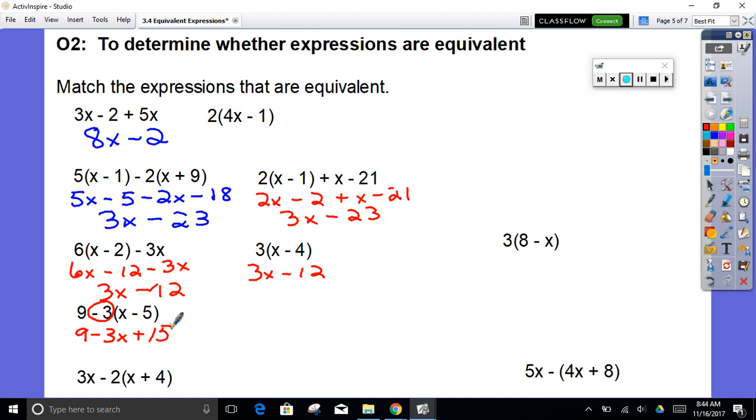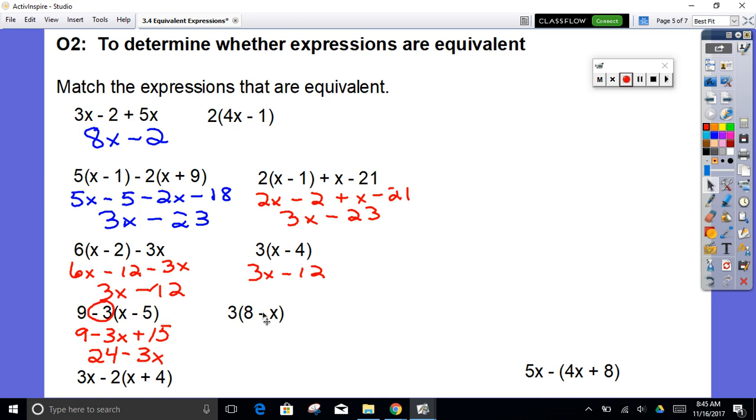It would be 24 minus 3x. Good. And then we only have one left over there. Which one matches that? The top one. So if you distribute the 3, you get 24 minus 3x.